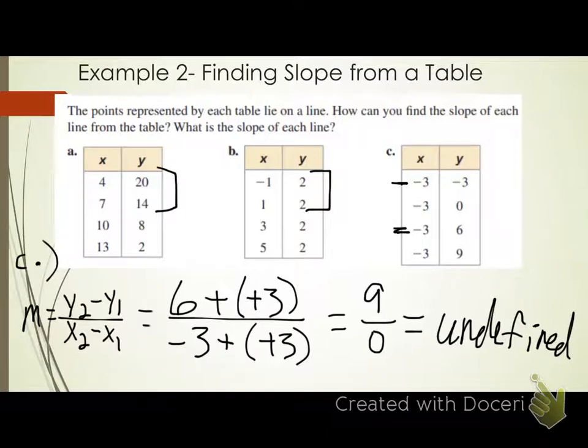Okay? Everyone good? Finding the slope from a table of values. Pick 2 ordered pairs from your table of values. Plug in to your slope formula. y2 minus y1 over x2 minus x1. You need to have that memorized. We're going to use that a lot. Okay? Questions on example 2? Can I move on? Okay.